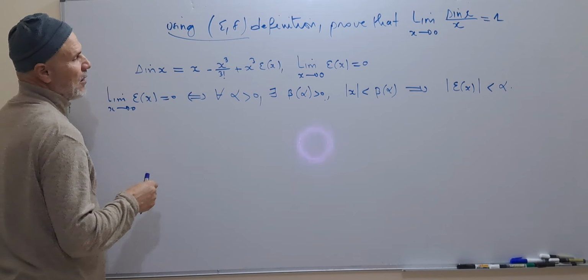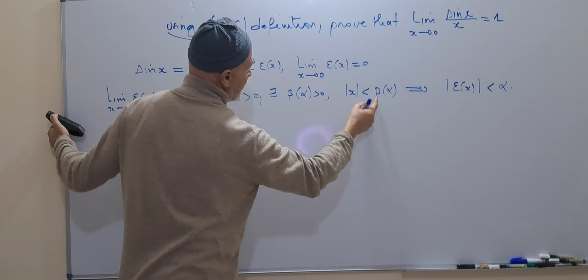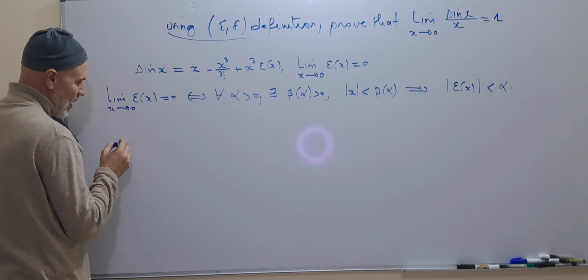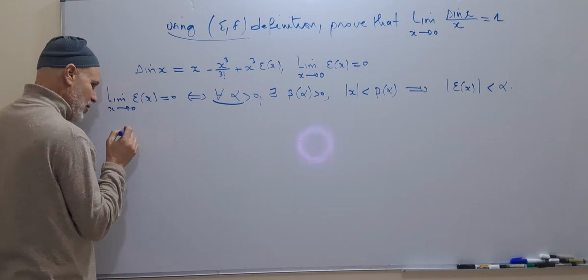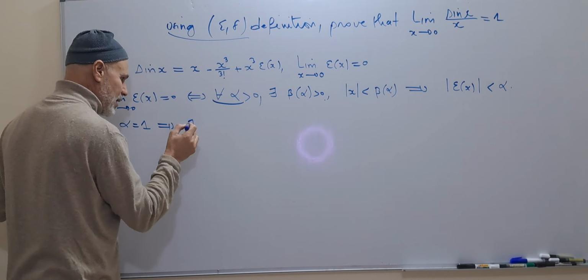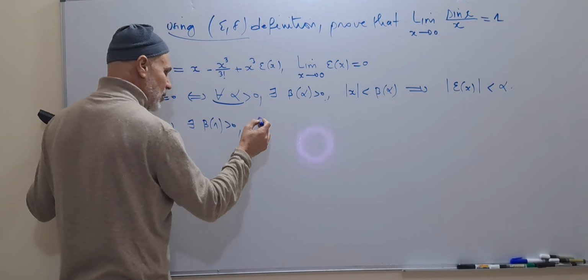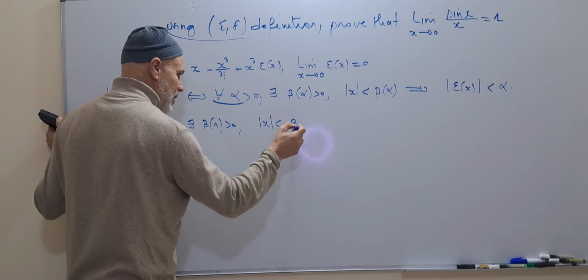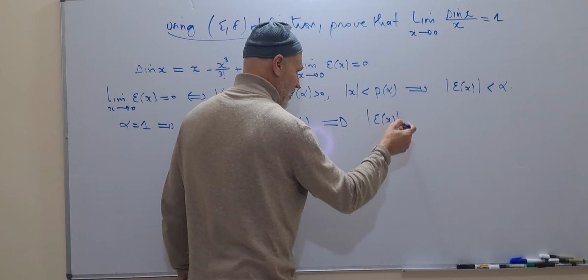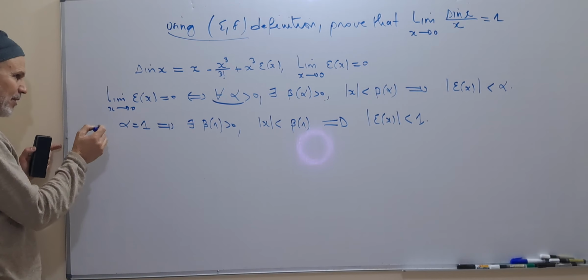We can find a rank such that, under this rank, we have this estimation. This is true for all alpha. So if we take alpha equal to 1, in this case, this implies that there exists beta of 1 greater than 0, such that for all x which verify absolute value of x less than beta of 1, this implies that epsilon of x is less than 1. Keep this safe.